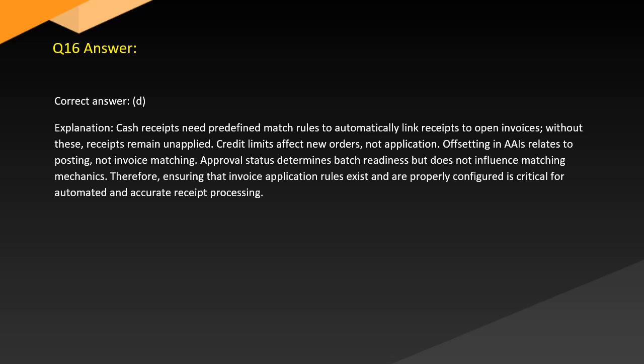Answer. Correct answer. D. Explanation. Cash receipts need predefined match rules to automatically link receipts to open invoices. Without these, receipts remain unapplied. Credit limits affect new orders, not application. Offsetting in AAIs relates to posting, not invoice matching. Approval status determines batch readiness but does not influence matching mechanics. Therefore, ensuring that invoice application rules exist and are properly configured is critical for automated and accurate receipt processing.